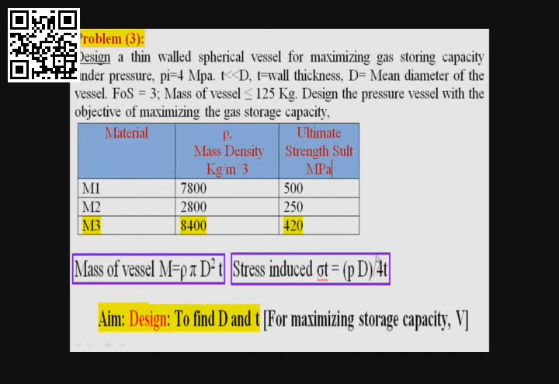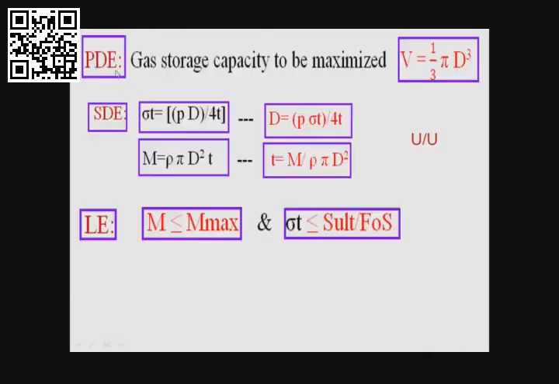Stress induced, in the case of a spherical pressure vessel, is given by P into D divided by 4 times T, where P is the inside pressure, D is the mean diameter, and 4T is 4 times the thickness. Here we need to find the dimensions of this spherical pressure vessel, that is D and T, while maximizing the storage capacity. Storage capacity means its volume.